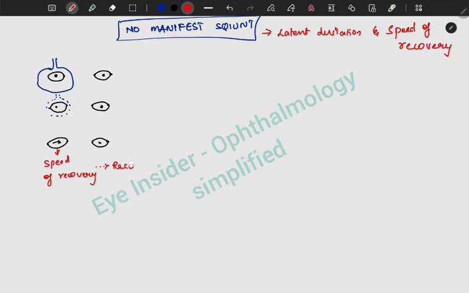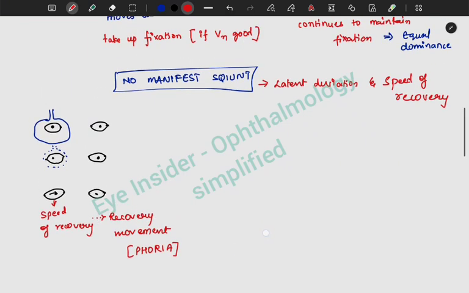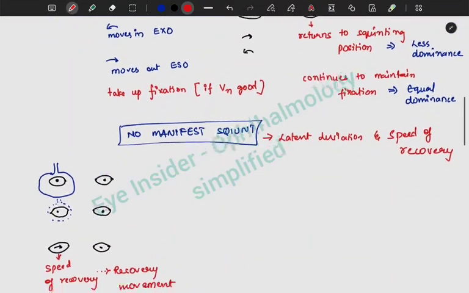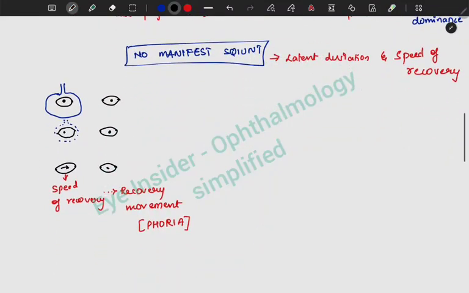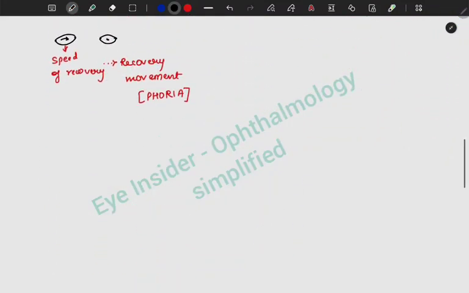So in this way, we have to perform it in both the eyes, and also ask the patient to fixate at a near point and also fixate at a distant point. So we have to perform it for both eyes, for both near and distance vision, to know what type of squint they are having. Next, coming to the alternate cover test.